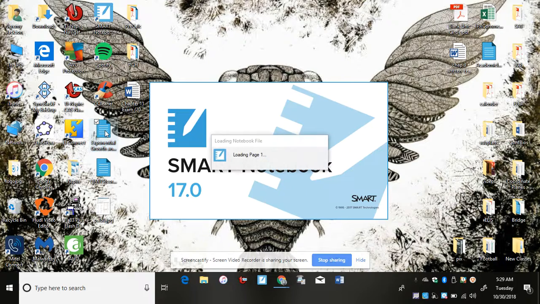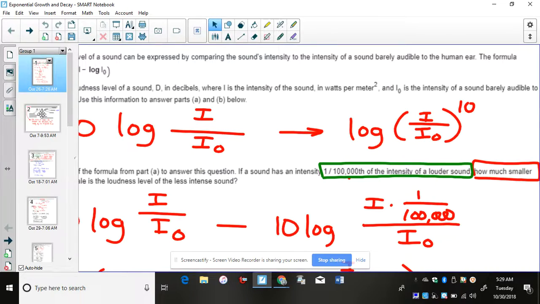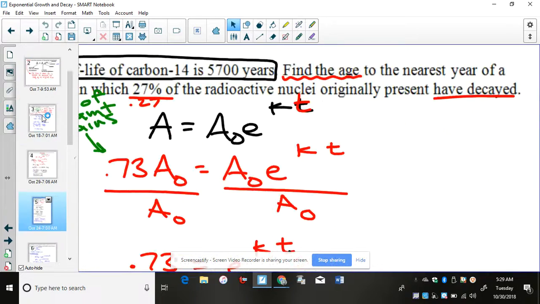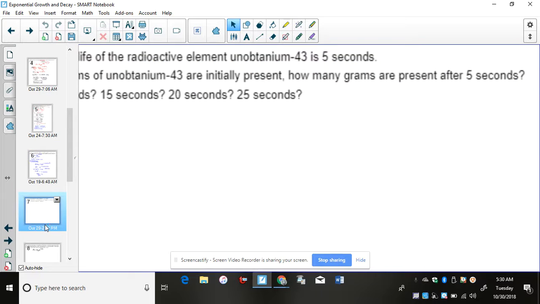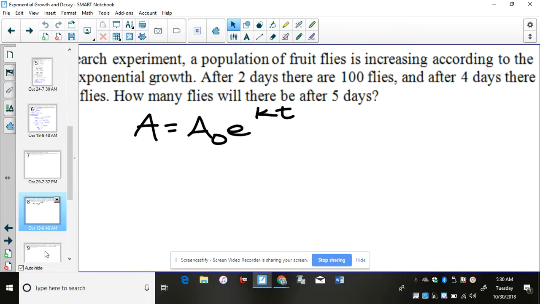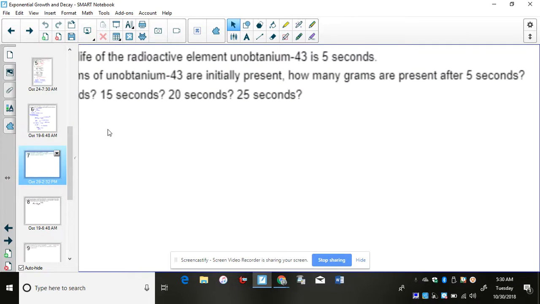I'm going to walk through one problem here on exponential. I believe it's decay. Let's see here. Well, a couple. Let's go through a couple of these. So we got this one.